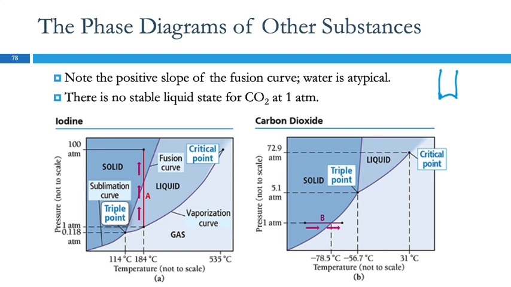So that's something. And then the weird thing about carbon dioxide: at 1 atmosphere, it goes from a solid directly to a gas, and there is no stable liquid state for CO2 at atmospheric pressure. You can get liquid, but you have to go up to above 5 atmospheres, which is pretty high.